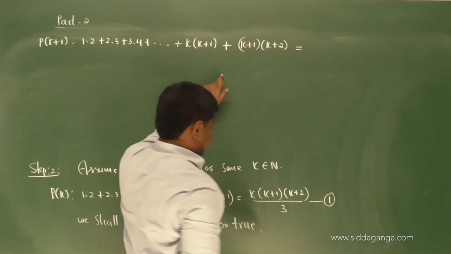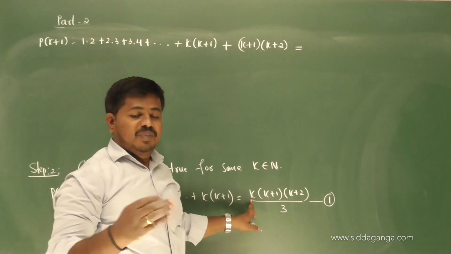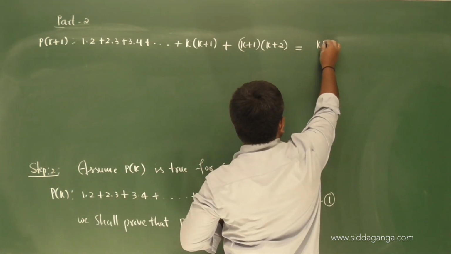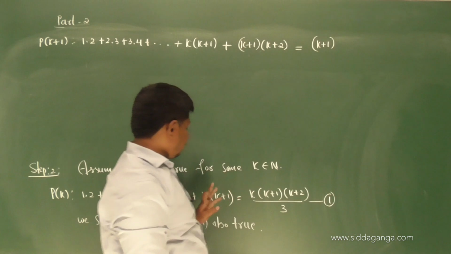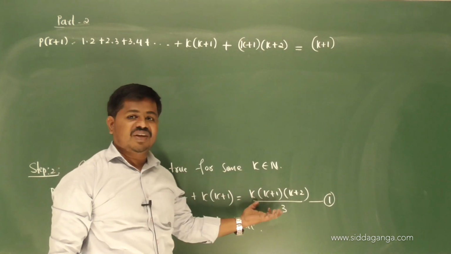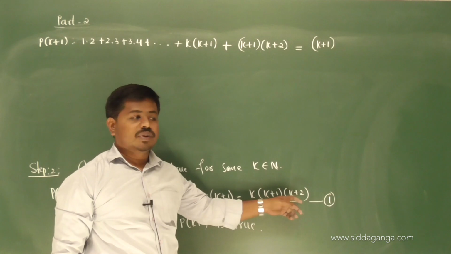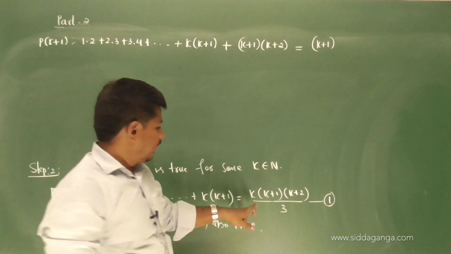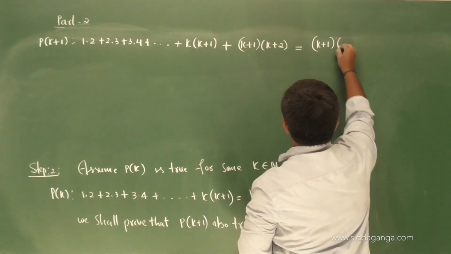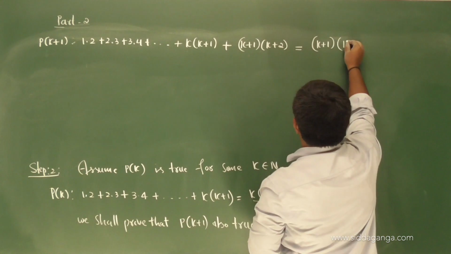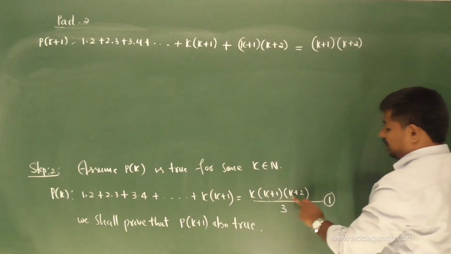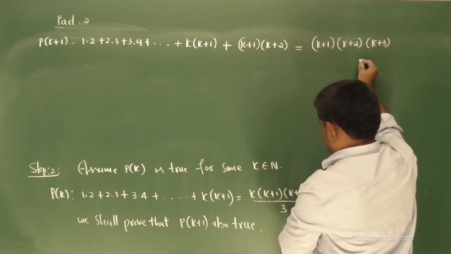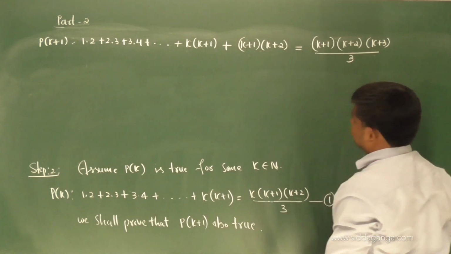This is the k plus 1th term. And answer should be what? Wherever you have k, replace k by k plus 1, that's it. This is true for k number of terms, therefore the answer is in terms of k. If it is true for k plus 1 number of terms, it should be in terms of k plus 1. So k plus 1 into k plus 1 plus 1, you get k plus 2, into k plus 1 plus 2, you get k plus 3, by 3. This is to be proved now.